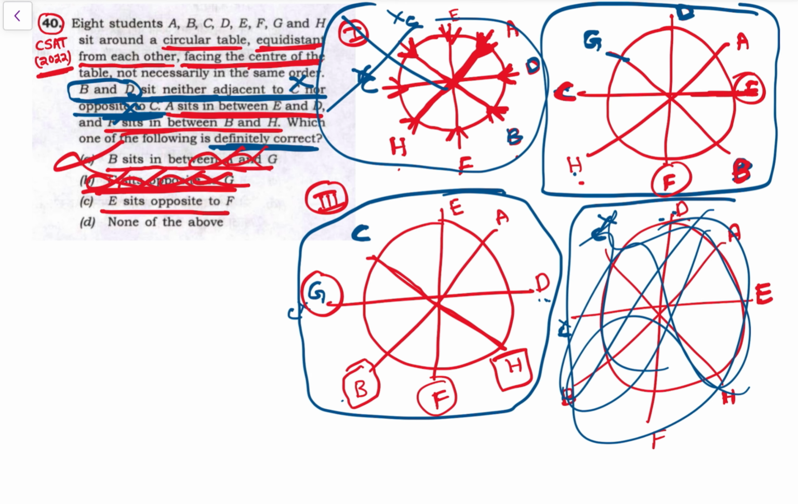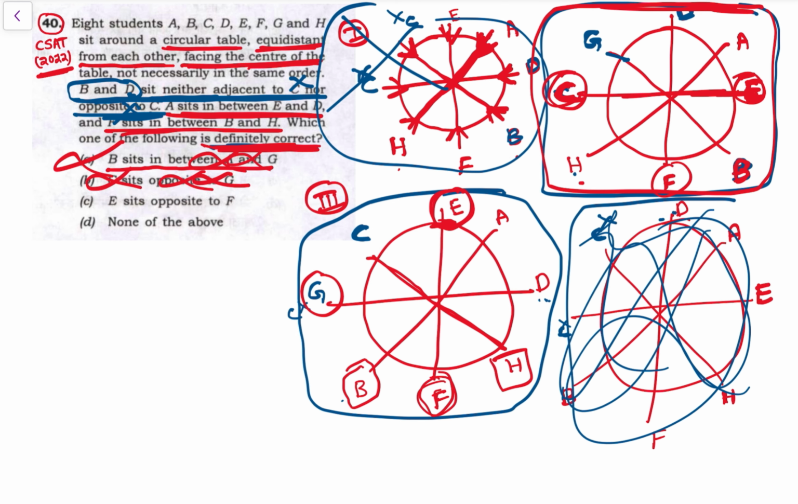Then: E sits opposite to F. See, E is here, so E sits opposite to C, not F. So this is incorrect. Here E is sitting opposite to F, but in the other case E is not. Definitely correct means we take the one that is correct in all cases. Even if in this case E can be sitting opposite to F, we cannot conclude it, because if the other case satisfies all the conditions, then E would be sitting opposite to C, not F. So this would be incorrect. So none of the above can be definitely correct. Which of the following is definitely correct? None can be definitely correct, so option D is the answer. For seating arrangements, you need to check all the possible cases.